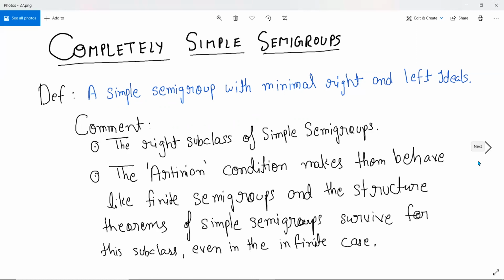Artinian conditions make them behave. We'll see that these completely simple semigroups, even when the semigroup is set theoretically infinite, can still behave like finite semigroups. Even if it's infinite, they are still just one D class and not one J class. We'll also see that they are regular and so on, so they have idempotents, and they behave a lot like finite semigroups. A lot of properties of finite semigroups can be extended to infinite ones if we add this complete condition. So it's a desirable condition.